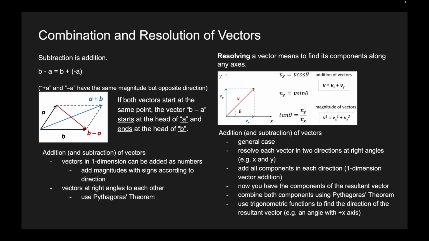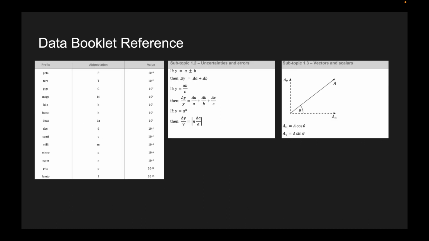When adding or subtracting vectors in general case, you should resolve each vector in two directions at right angles. Add all components in each direction, and now you have the components of the resultant vector. You should now combine both components using Pythagoras theorem and use trigonometric functions to find the direction of the resultant vector. It's also recommended that you sketch a vector diagram in all cases so that you will avoid making mistakes. Here you can see a data booklet reference with all the necessary formulas for this unit.